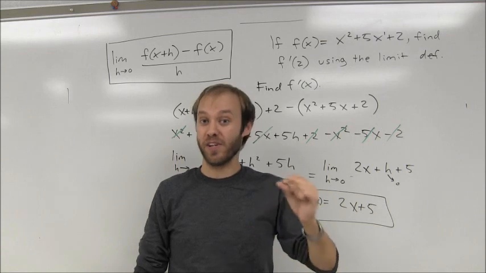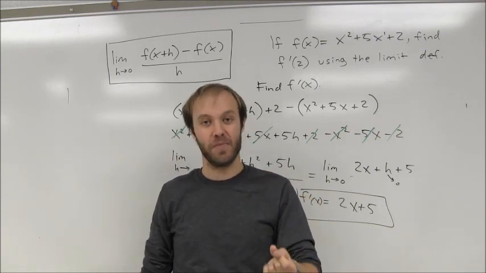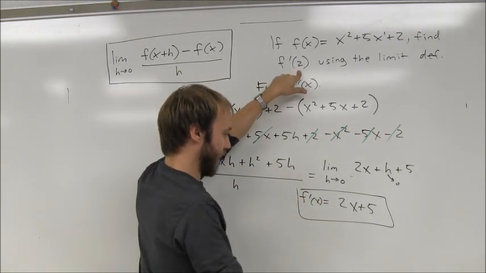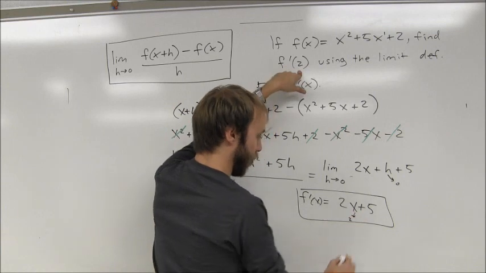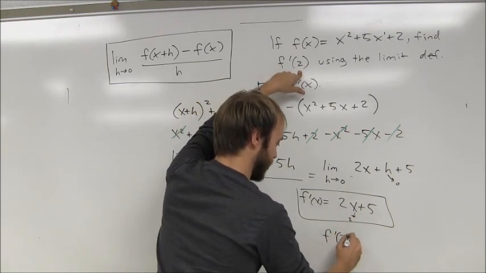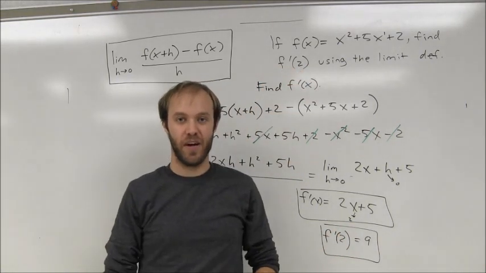Remember though, the original problem did not ask me to find the derivative function. It asked me to find the value of the derivative when x was equal to 2. Okay, so I can substitute in 2 at this point. 2 times 2 is 4 plus 5 tells me that f prime of 2 ends up equaling 9, which matches the value that I found using my other definition.